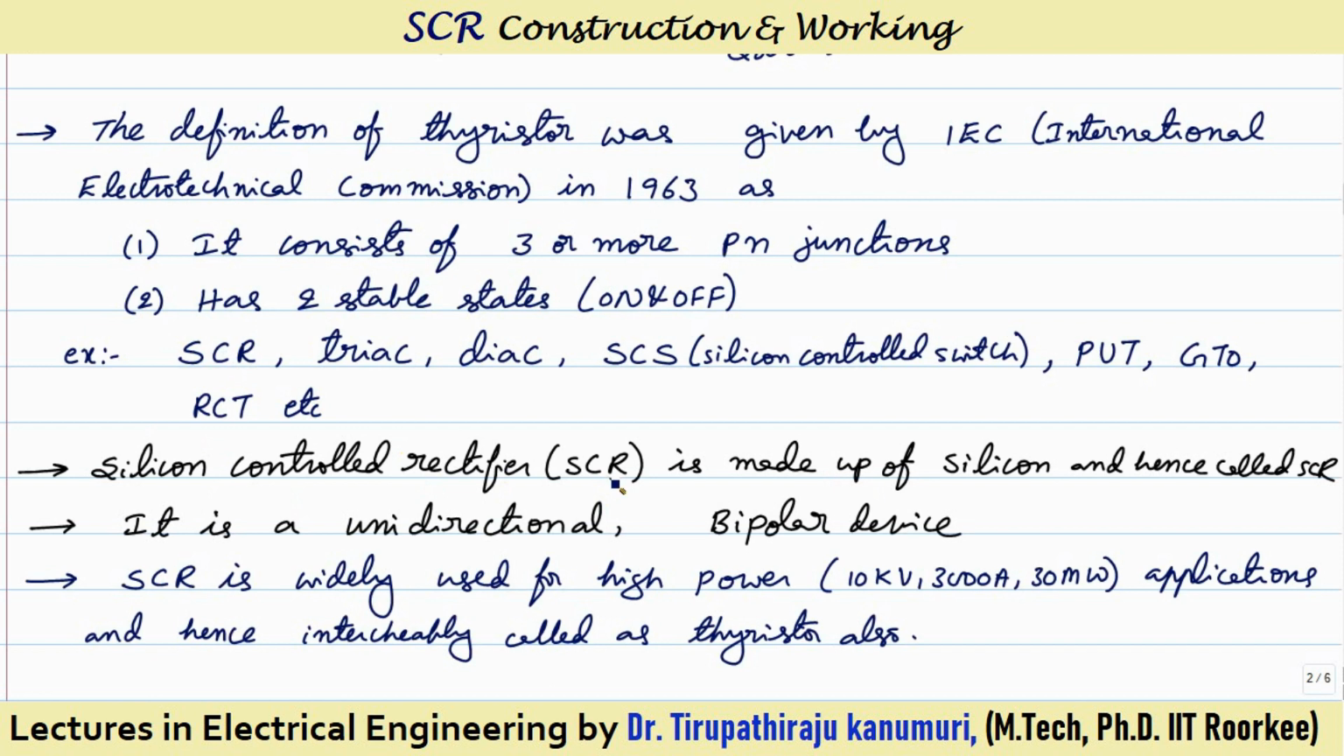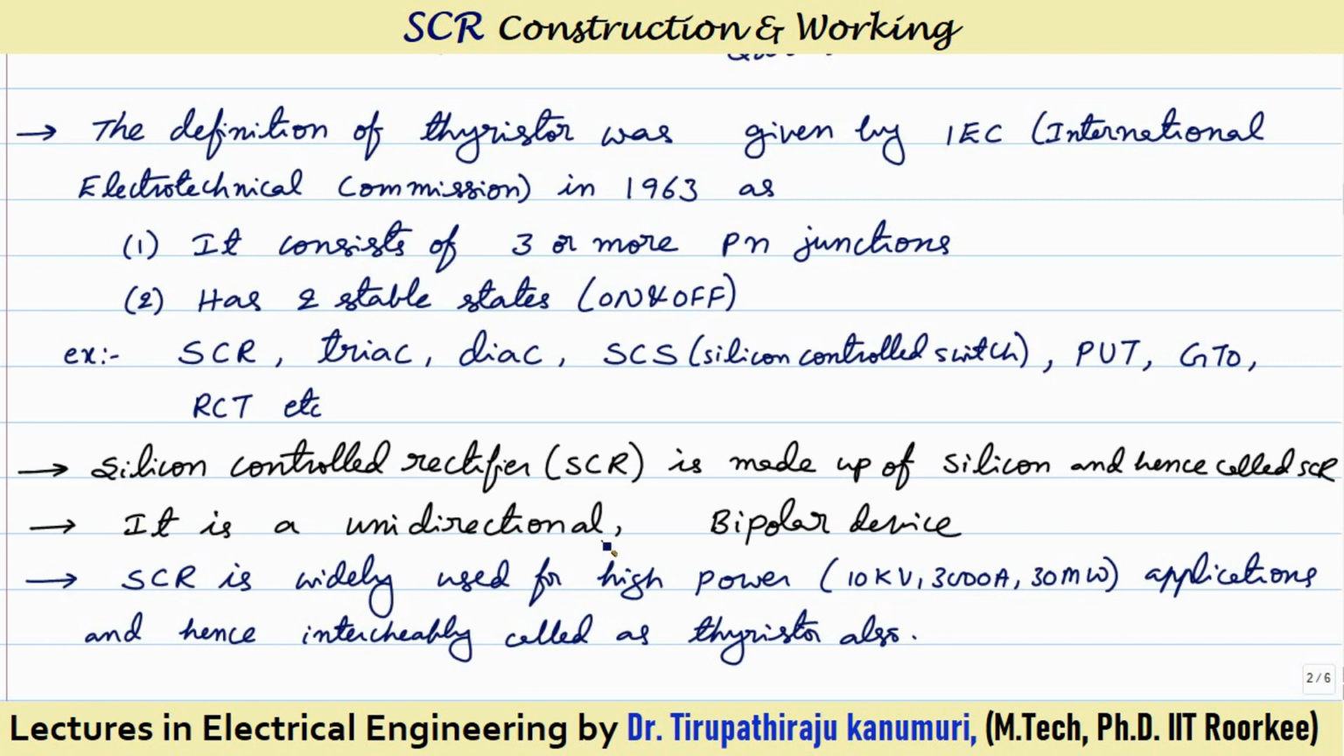Due to the minimum on-state losses, it is the most widely used device for high power applications, up to 10 kV, 3000 amperes, that is about 30 megawatts. Up to this much range we can go for the SCR, and that's why practically SCR and thyristor are used interchangeably, because generally thyristor means SCR, the most widely used device out of all the devices.